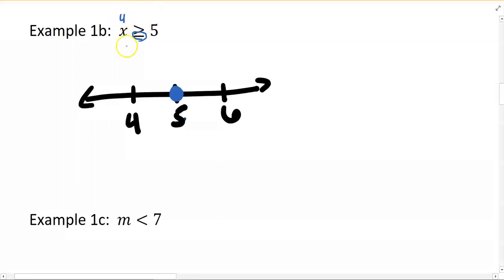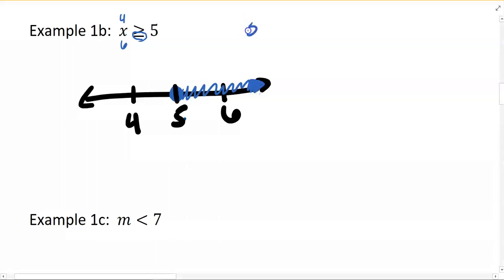And then let's judge. Is 4 greater than 5 or is 6 greater than 5? Well, again, 6 is greater than 5. So we shade towards the 6. Now, some of you might have been taught to use the arrow, and it always goes the direction of the arrow. But I'm here to tell you that that's not always true.